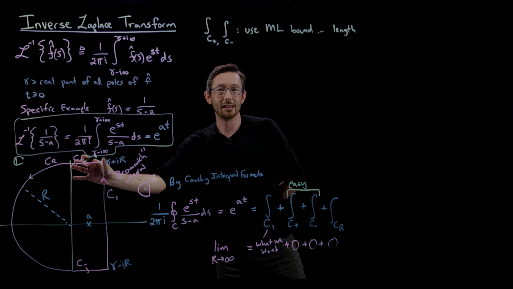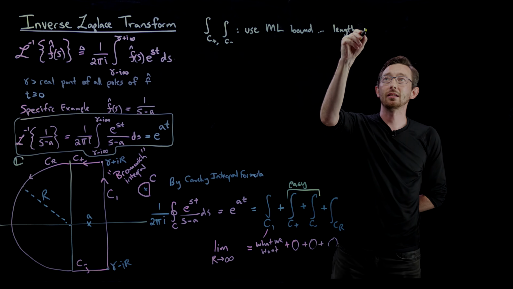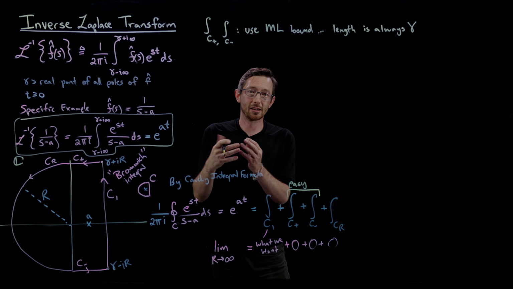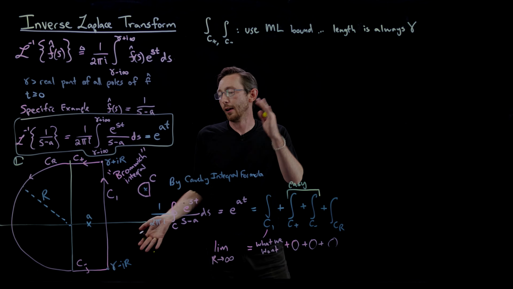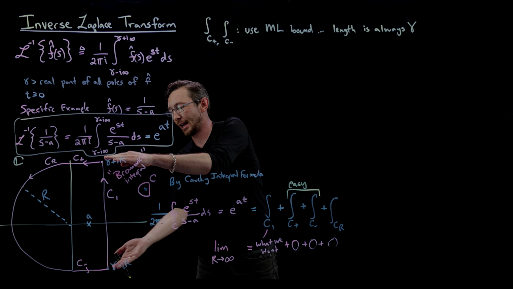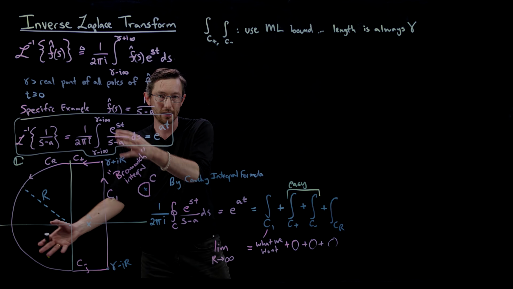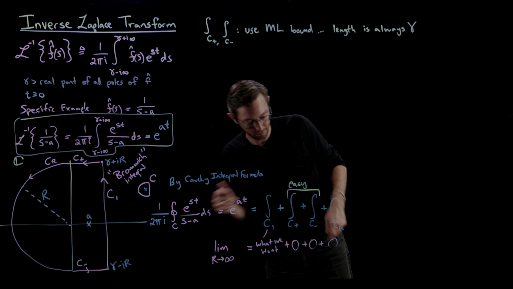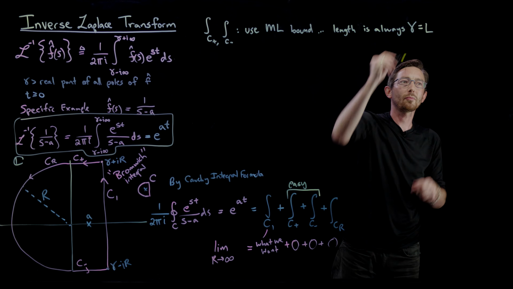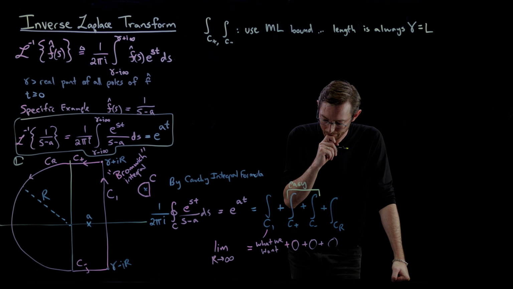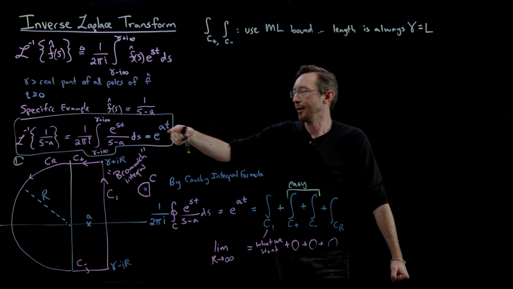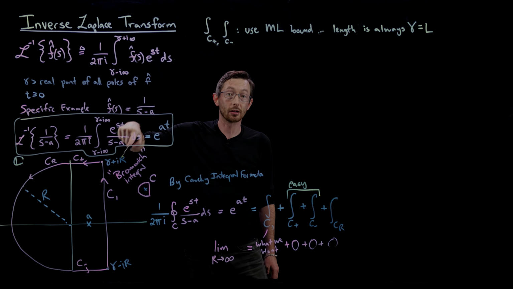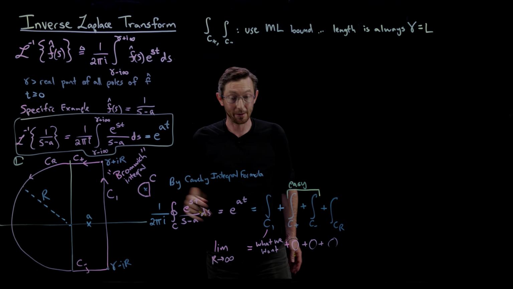So the length of this integral path is always gamma, regardless of the radius. The radius could be 2, it could be 10, it could be 1,000,000. All that's going to do is change the size of C1 and the size of this radius, scaling it up and down. But the length of C plus is always gamma, and the length of C minus is always gamma. So L in the ML bound is always going to be gamma. And now I have to bound this portion of my integral, and show that it gets smaller and smaller as my radius increases on this segment.